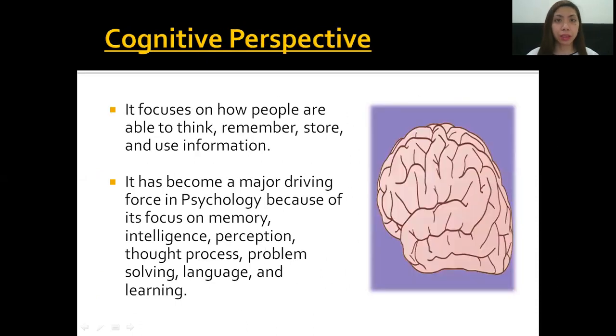The cognitive perspective focuses on how people are able to think, remember, store, and use information. It has become a major driving force in psychology because of its focus mainly on memory, intelligence, perception, thought process, problem solving, language, and learning.